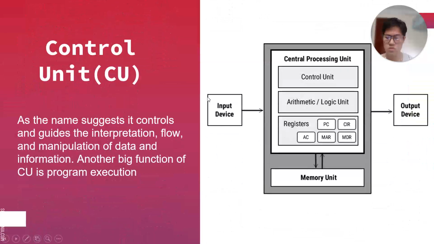And then the control unit, or we call it CU. As its name suggests, it controls and guides the interpretation, flow, and manipulation of data and information. Another big function of the CU is program execution.